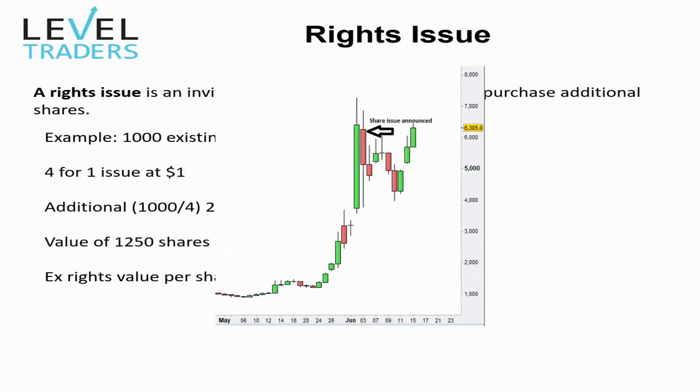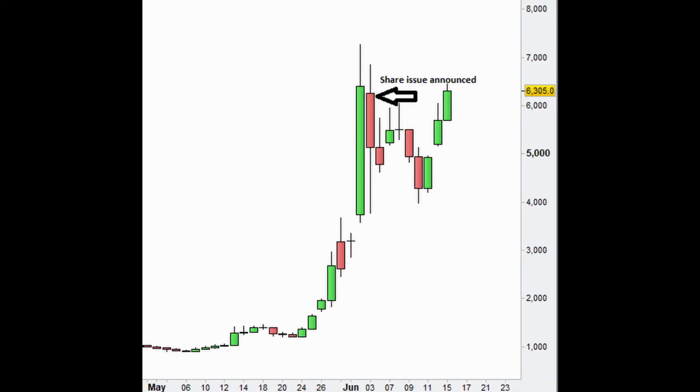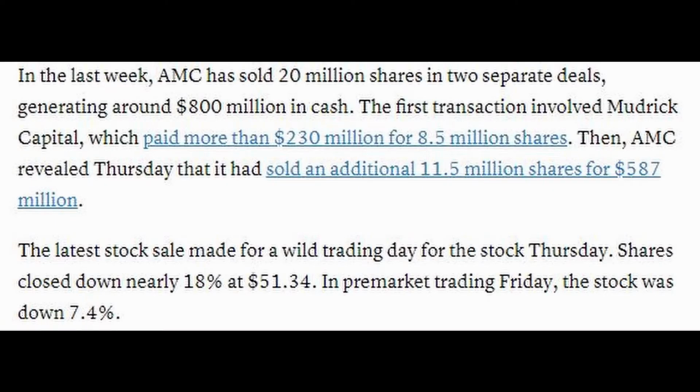Look at the reaction to the share price. The reason is twofold for this. One, the share price will be discounted because new shares will be offered at a discount. And two, there's a dilution effect, meaning existing shareholders may want to sell out. This also wasn't the first time AMC raised money by issuing more shares, as this report suggests.